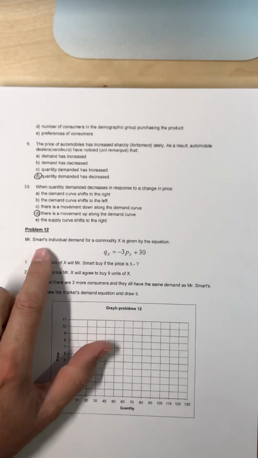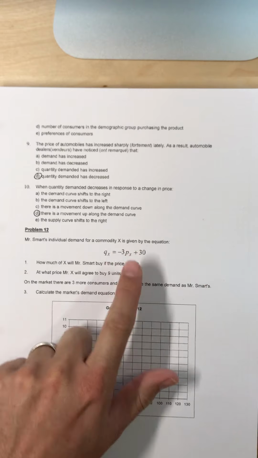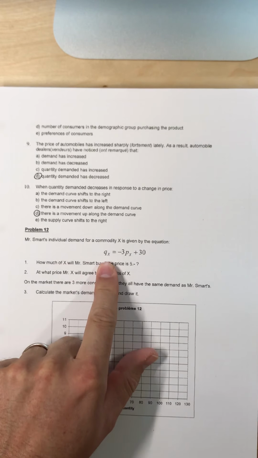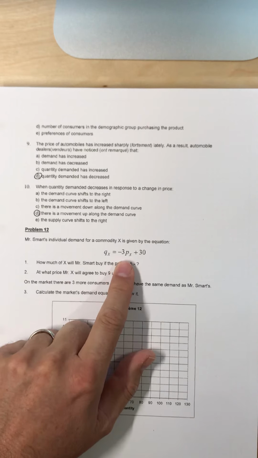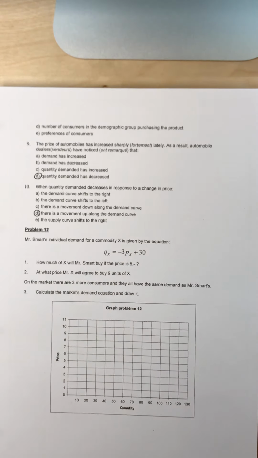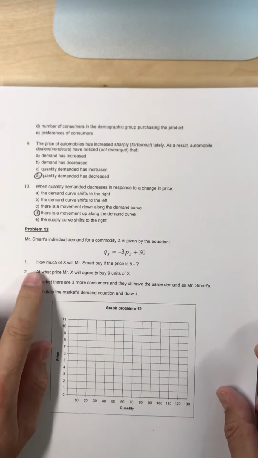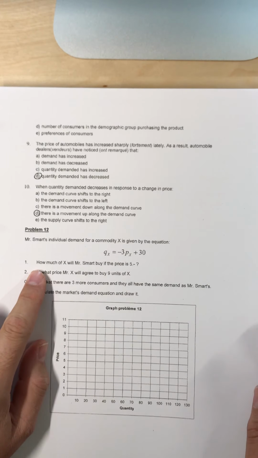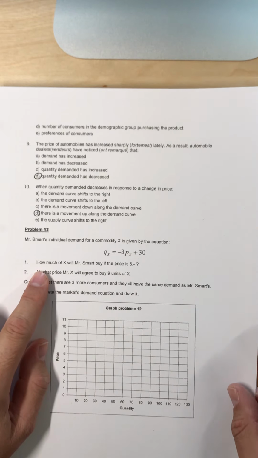Mr. Smart's individual demand for commodity X, a good X, is given by the equation: the quantity of the good X is equal to minus 3 times P of X plus 30. So you start with this equation, and the first question is how much of X will Mr. Smart buy if the price is 5?